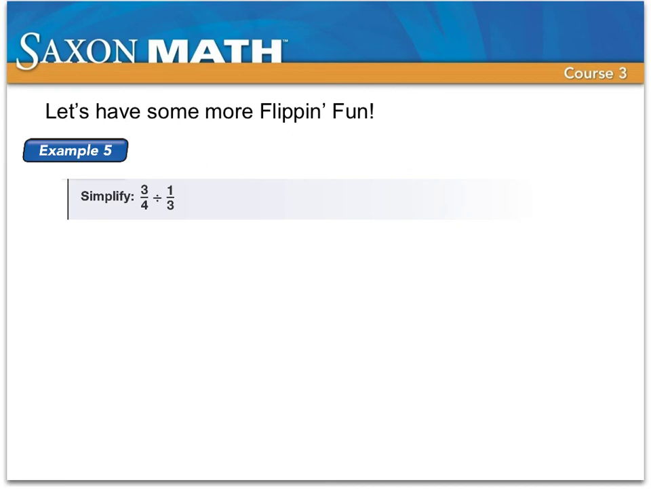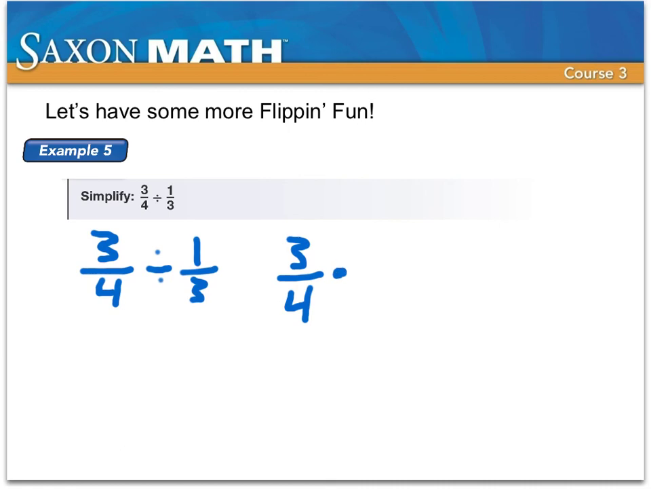3/4 divided by 1/3. Okay? Well, they're both written as fractions. So we're going to rewrite this: 3/4. Change it to a multiply. And now we're going to flip the second number, 3 over 1. And now that we flipped this number, now we can have fun. Now we can multiply. So flippin' fun.